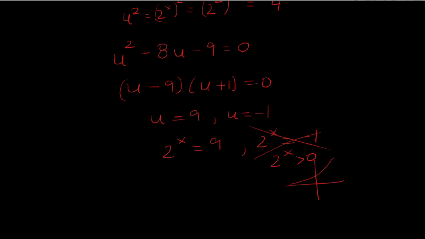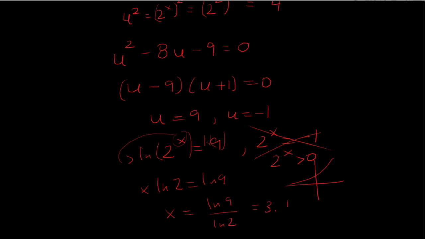Now for 2^x = 9, you want to take the log of both sides. So the exponent will come out in front. You have x times ln 2 equals ln 9. So x is ln 9 over ln 2, which we wanted to 3 significant figures. So the decimal is 3.169925. If we round to the third digit, that's going to be 3.17.